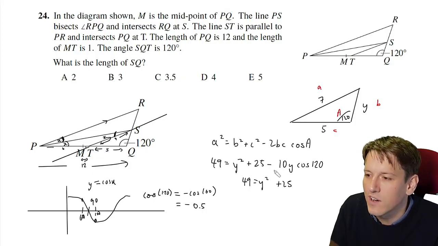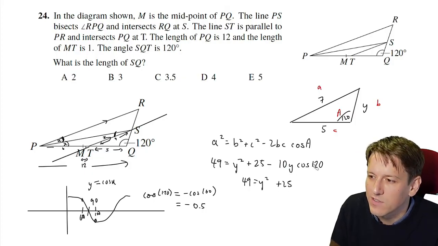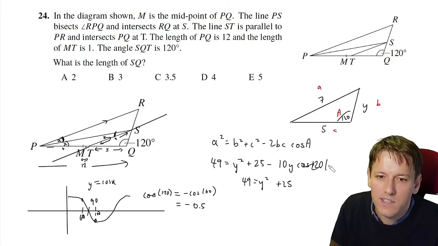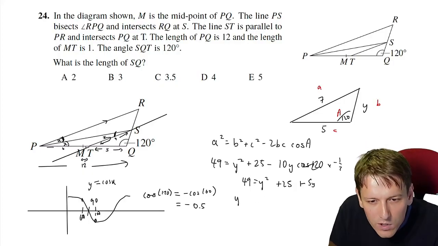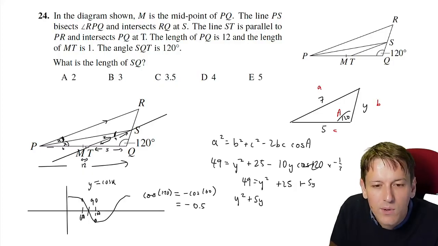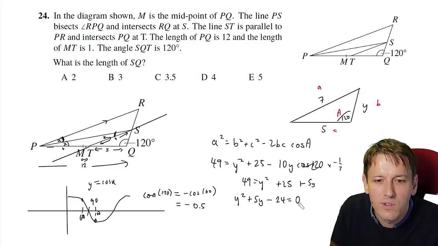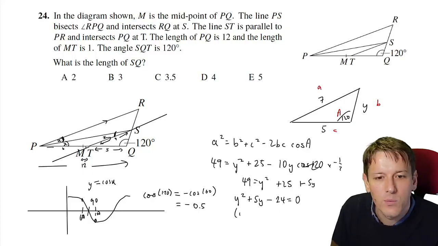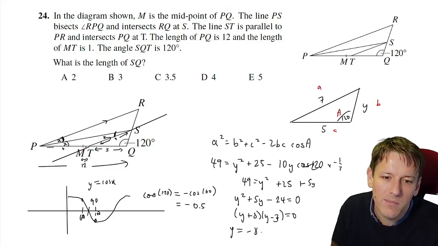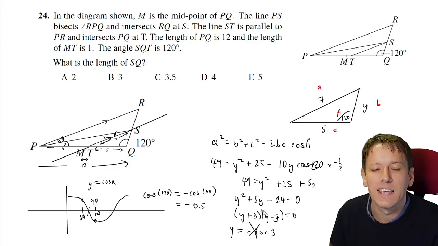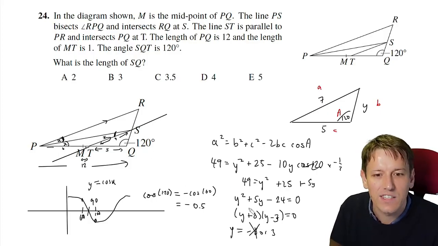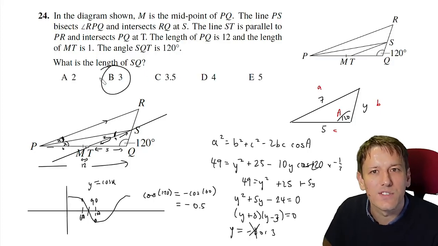So this becomes 49 equals y squared plus 25, and then I've got plus 5y when I replace that with minus 1/2. So we've got y squared plus 5y minus 24 is equal to 0 then. We can factorize that as y plus 8 times y minus 3 is 0. So this length we're looking for is either minus 8 or 3. The length can't be negative, so it must be the case that the length SQ that we're looking for is 3, and the answer is B.